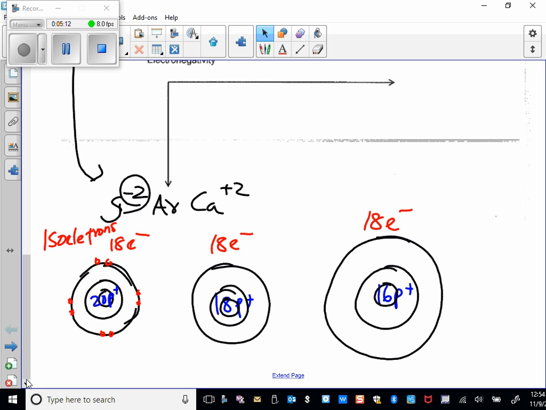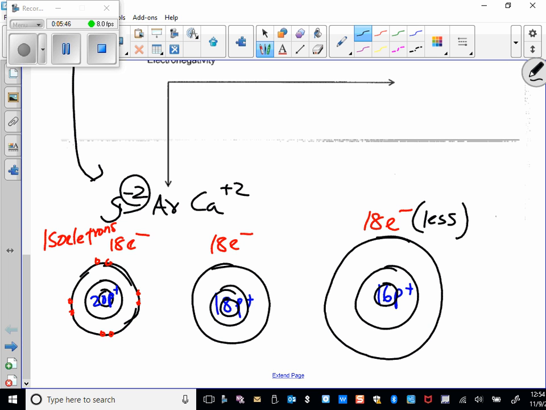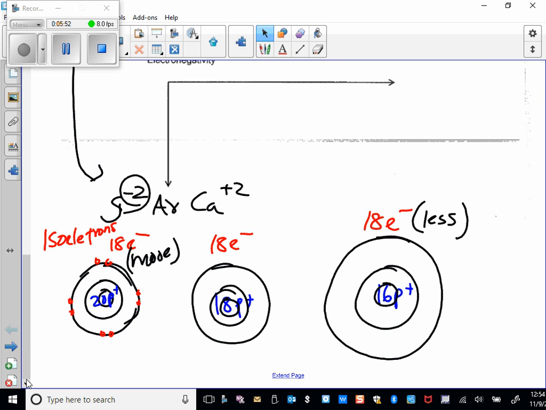Which will be the biggest in size? S minus 2. Which will be the smallest in size? Ca plus 2. Is it making sense? Yes. 20 protons pulling 18 electrons. Will the attraction be more or less? 16 pulling 18 electrons. Will the attraction be more or less? The attraction is less here, so the cloud will be bigger. The attraction is more here, so the cloud will be smaller.